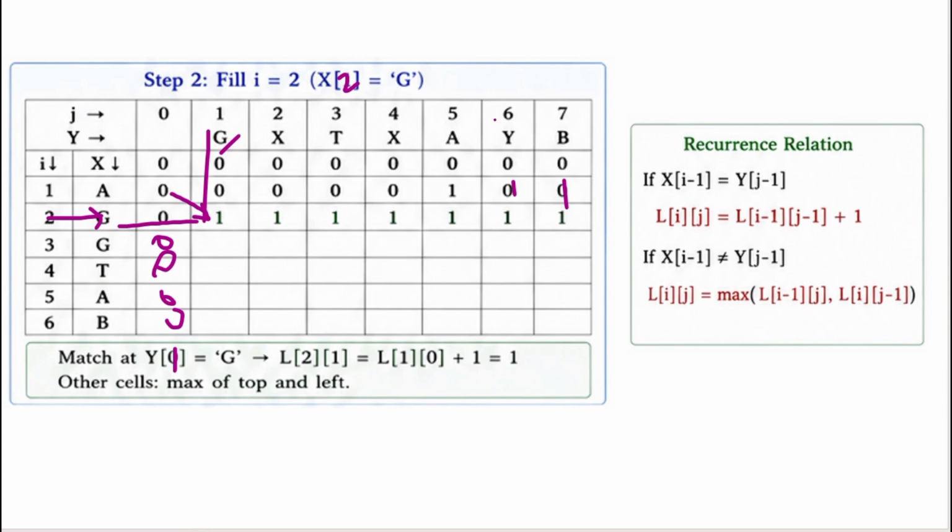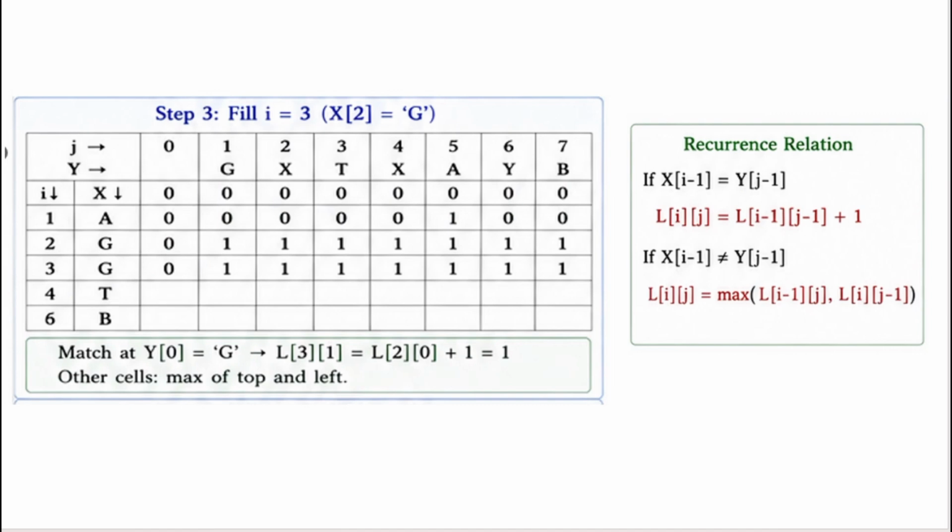And all the remaining characters of y do not match with this g, right? So simply compare the top and left value. Which one is maximum? You put that value in the corresponding cell. Clear? Okay. If both the values contain 1, simply put 1. Clear? Okay.